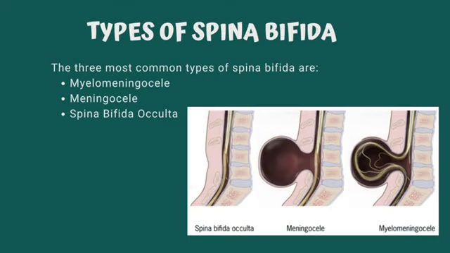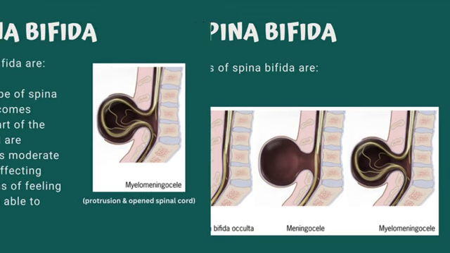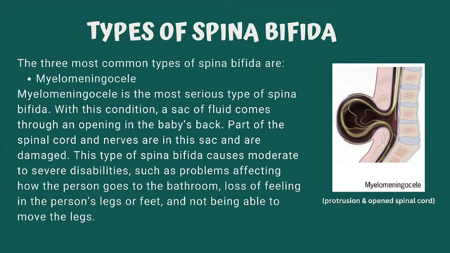There are three most common types of Spina Bifida, which are myelomeningocele, meningocele, and also Spina Bifida occulta. The first type of Spina Bifida is myelomeningocele. As you can see in the picture, there's an example of myelomeningocele. Myelomeningocele is the most serious type of Spina Bifida. As you can see in the picture, there's a sac of fluid that comes through an opening in the baby's back. Part of the spinal cord and also the nerves in the sac are damaged.